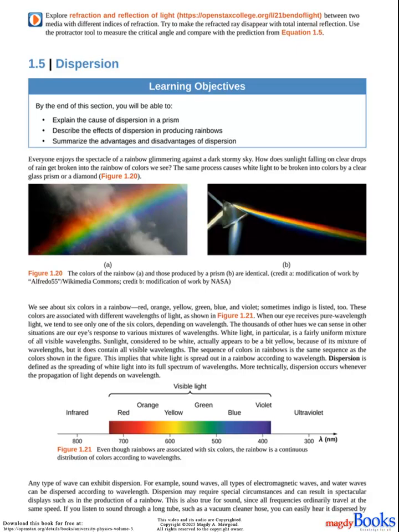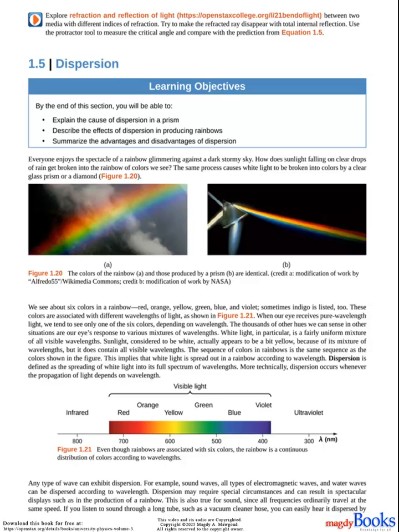Figure 1.21. Wavelength lambda in nm: Infrared, 800. Visible light: Red, 700. Orange. Yellow, 600. Green, 500. Blue. Violet, 400. Ultraviolet, 300. Even though rainbows are associated with 6 colors, the rainbow is a continuous distribution of colors according to wavelengths. Any type of wave can exhibit dispersion.